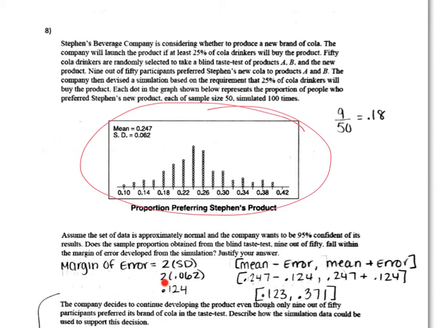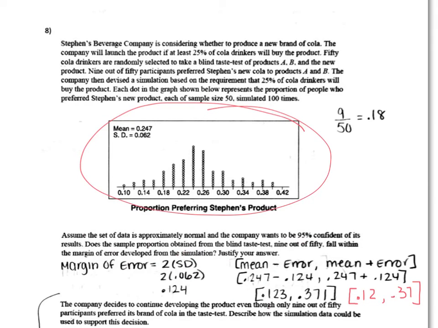To find the population proportion, we take the mean minus the error and the mean plus the error. Here's the mean, 0.247; add the error and subtract the error, and this is the interval in which the population would lie. Rounding to the nearest hundredth, it would be 0.12 to 0.37, so 12% to 37%.